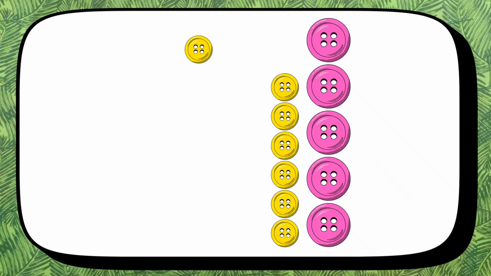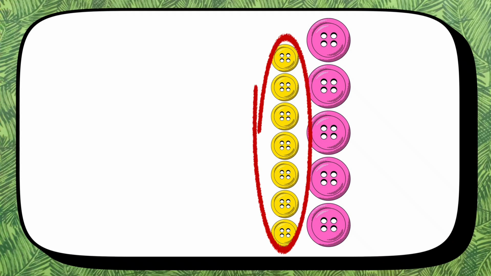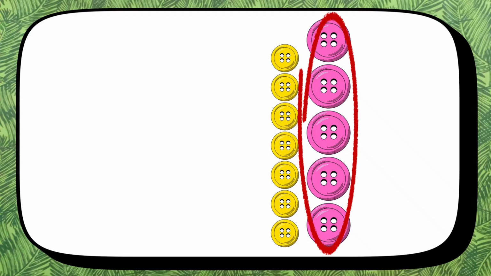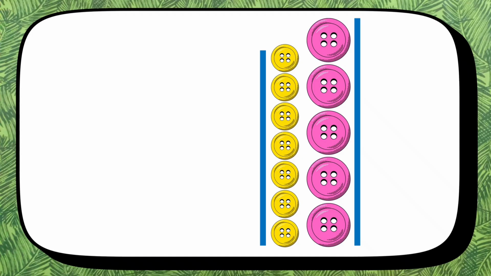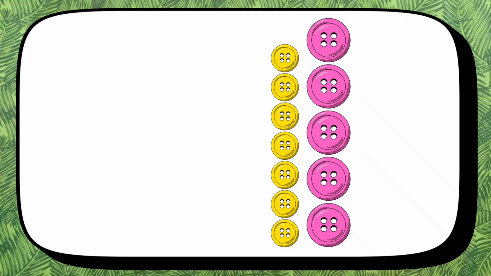This looks great, but let's have a closer look. What do you notice about the size of each button? Are they all the same? Some are smaller and some are larger. Imagine that there were 7 small yellow buttons and 5 big pink buttons. Which color seems to have more? Why might this be a problem when showing the information like this?